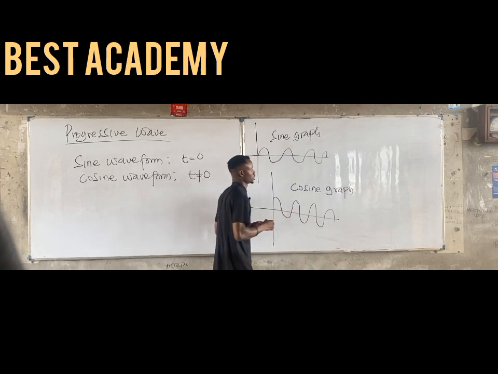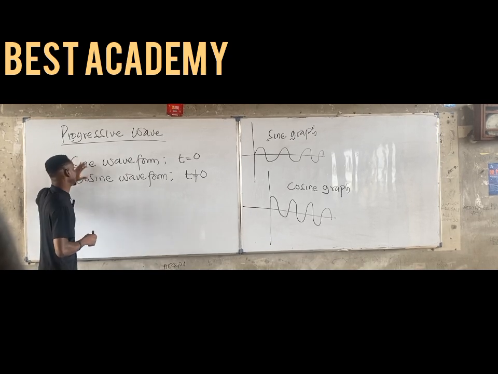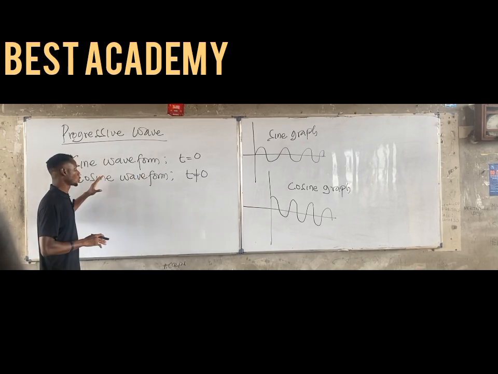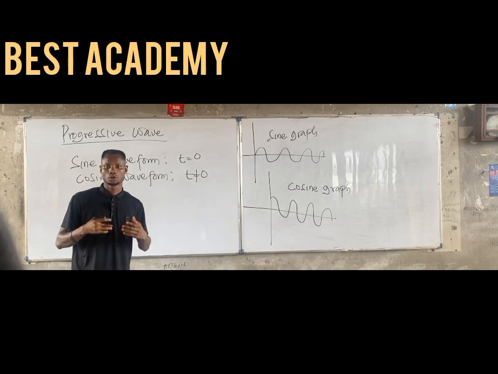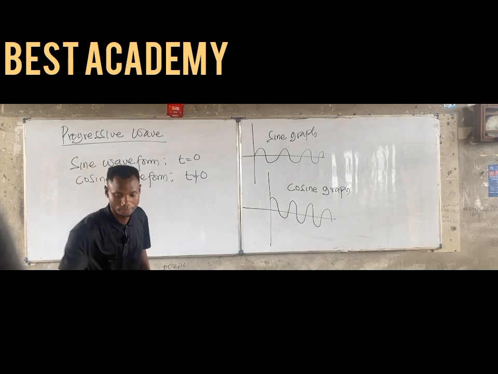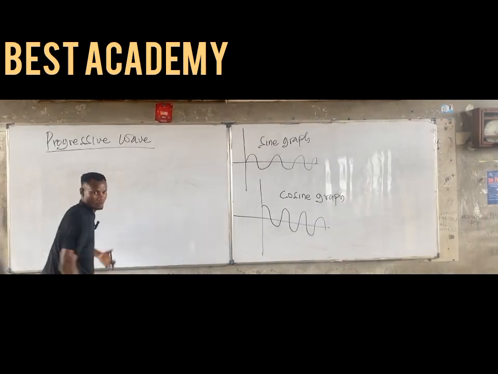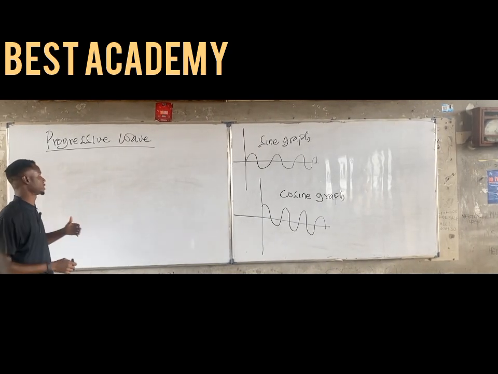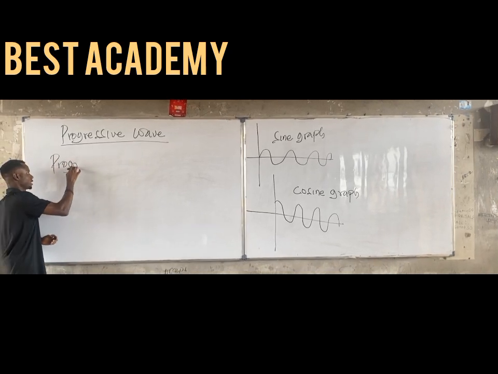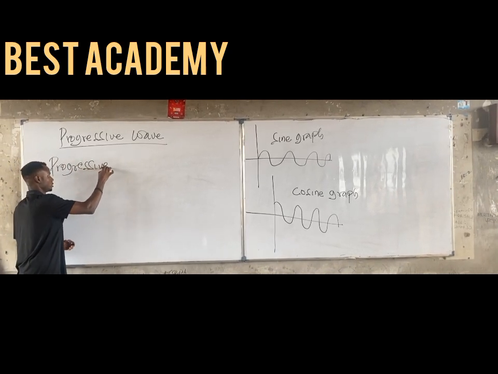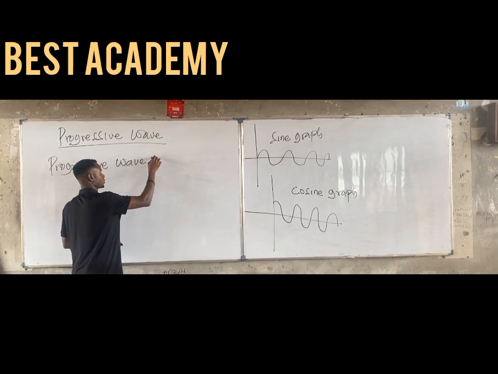Now, in summary, what does it mean? It means that the progressive wave equation can either be represented in sine form or what? Cosine form. Please write the progressive wave equation.